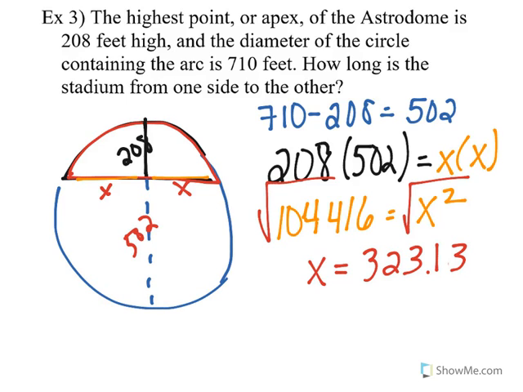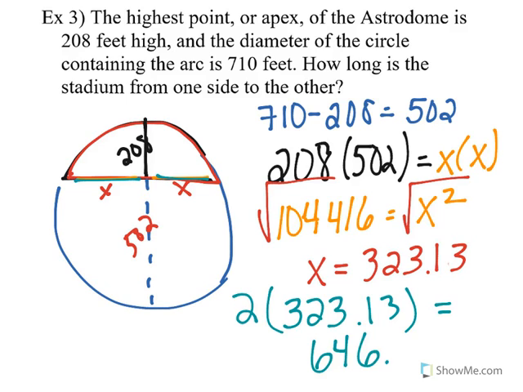Sorry about that typo. So this means from the center to one side of the stadium, we're assuming the stadium is the same from the center to both sides, is 323.13 feet. But we want the entire length across, so we're going to multiply that by 2 or double it, and we'll end up getting 323.13 times 2, because it's x plus x here, is going to tell me that the entire stadium is 646.27 feet across. And that is across the length of it, or from one side to the other. Okay?